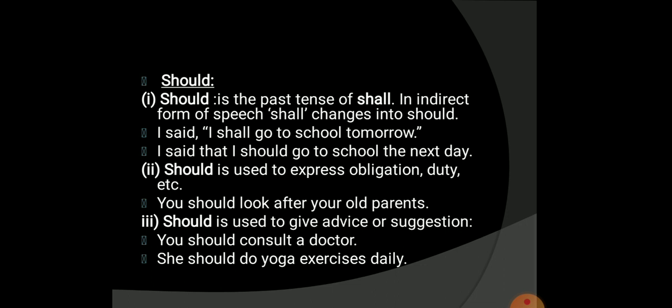Should is used to give advice or suggestion. You should consult a doctor. Should is also used as a suggestion. She should do yoga exercises daily. So, here in this line, the speaker is suggesting that you can do yoga to keep your health fit.